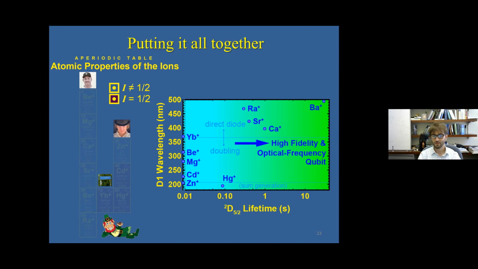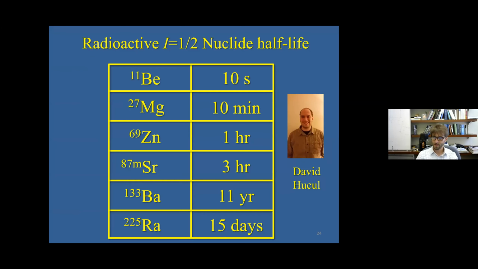So don't declare victory, Mr. Leprechaun, because who says we need to have a naturally occurring spin 1/2 isotope? And David Hucul says we certainly don't. David really deserves a lot of credit. He came to us about 5 years ago and said, we should do this thing. We should make a barium-133 trapped ion quantum computer because, it's radioactive, it's a synthetic isotope, but it's got a half-life of 11 years.